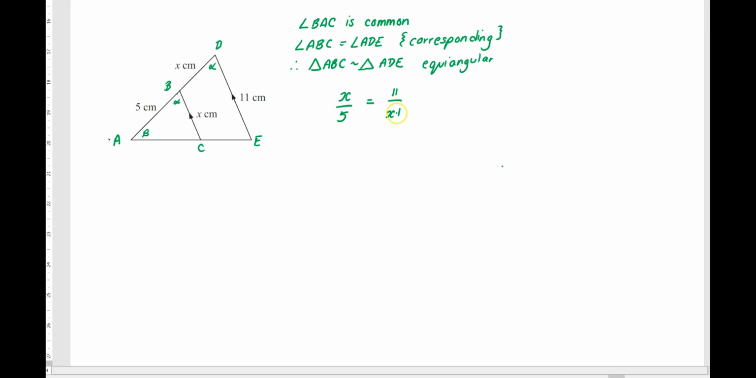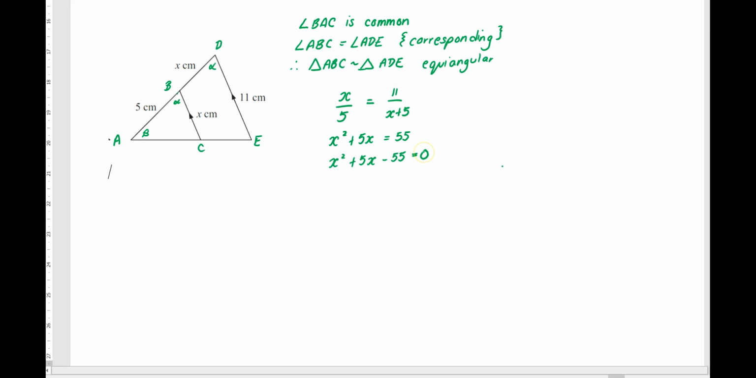And that would be where I see a lot of errors where students would just put x. So make sure it's the whole length of the triangle. Once you've got that, hard part's done. Cross multiply: x times x plus 5 is x squared plus 5x, 5 times 11 is 55. Lo and behold, quadratic again. Bring the 55 over.